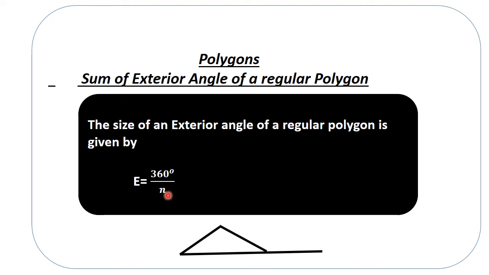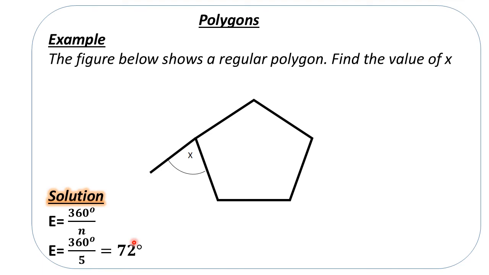So for such a triangle, the value here is, you just calculate how many sides: 3. So 360 divided by 3 is 120. So this is 120 degrees.